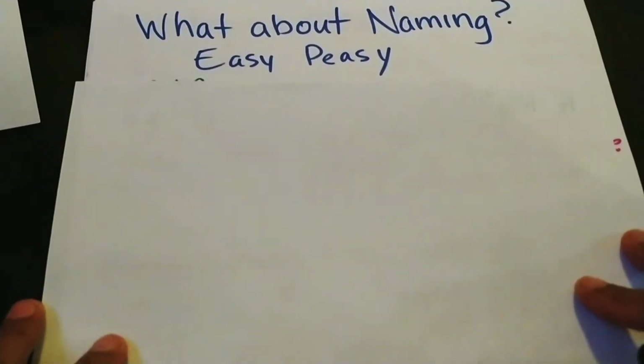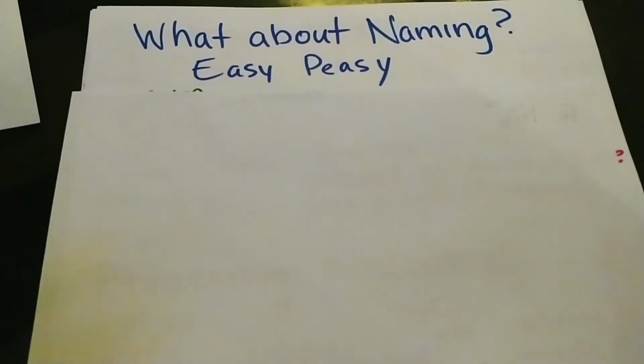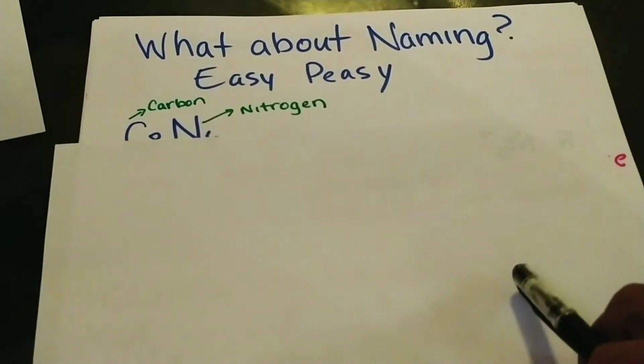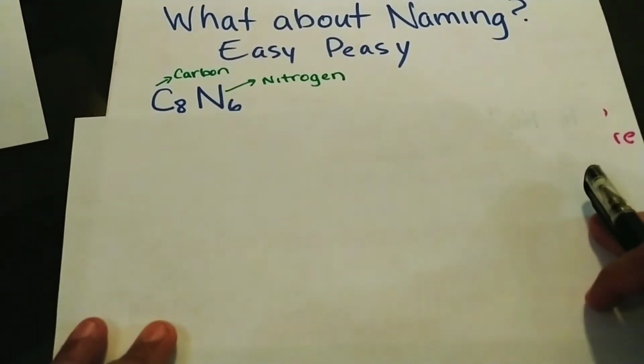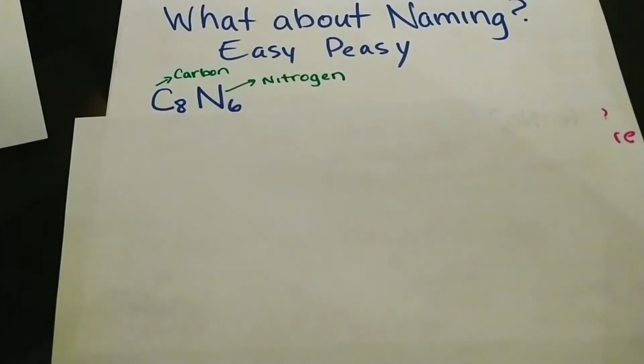Alright, so we talked about the formulas, but what about naming? And I really do mean easy peasy, it's really not difficult. So let's take a look at how we do that. So there's a formula. How would we name it? Notice we're not using an ion sheet. Just like I told you before, no ion sheets, no Roman numerals, no crisscrossing. This is a lot easier.